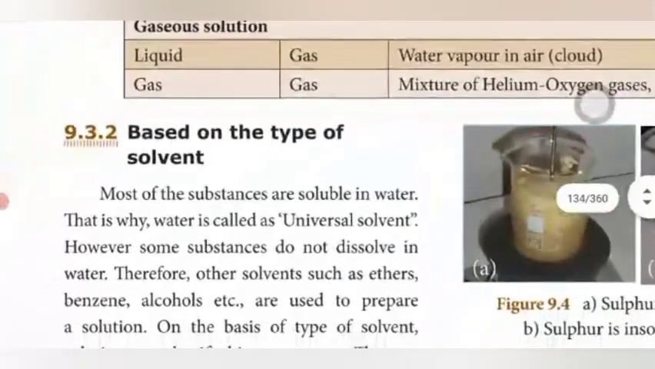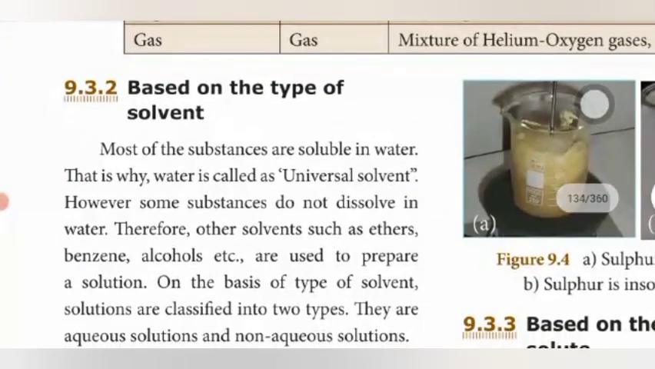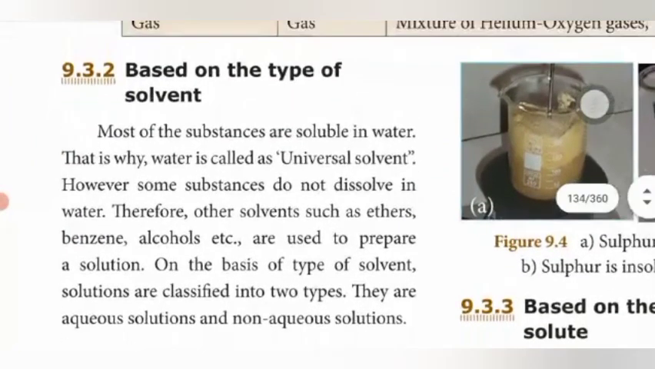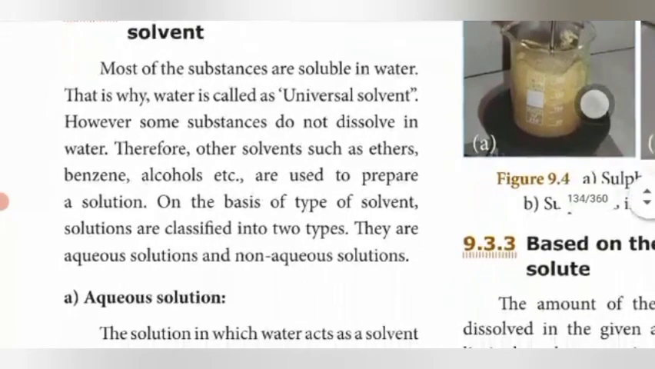Let's move on to another type, based on the types of solvent. Most of the substances are soluble in water. That is why water is called the universal solvent. Important question: who acts as a universal solvent? Water acts as a universal solvent. However, some substances do not dissolve in water. Therefore, other solvents such as ether, benzene, alcohol are used to prepare the solution.